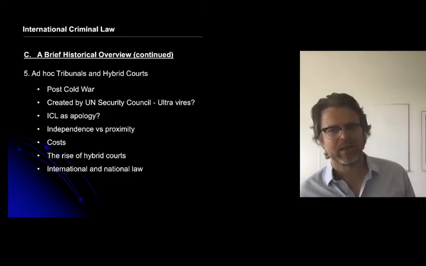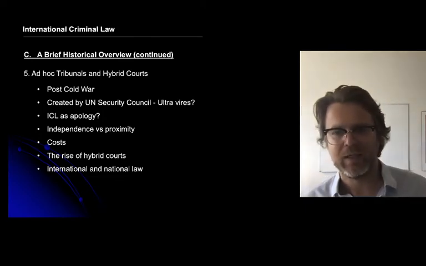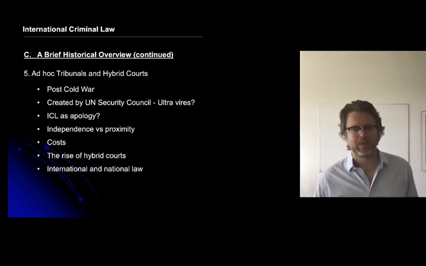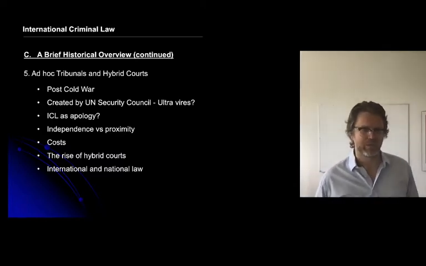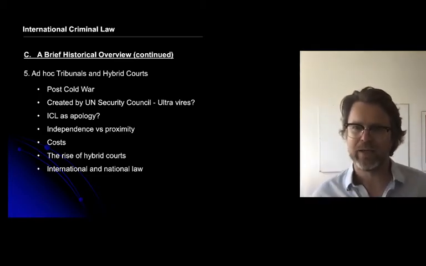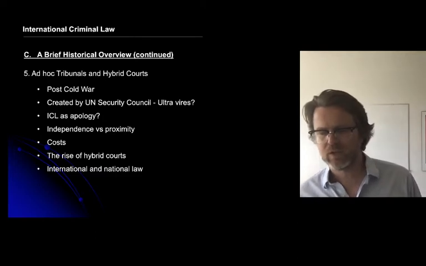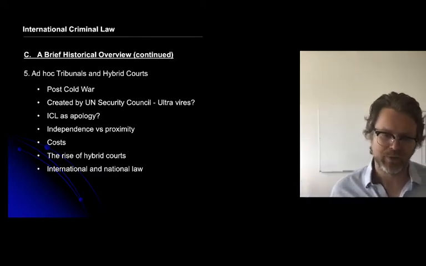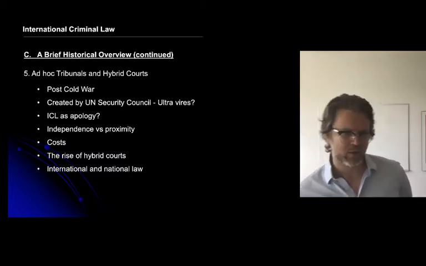And then there's this dilemma, which emerges as a fairly key dilemma throughout the ways in which people think about the construction of institutions for international crimes. And that's the dilemma between independence and proximity. And in a way, this represents a dilemma that pretty much all institutions will struggle with.